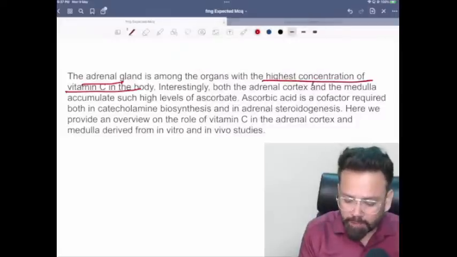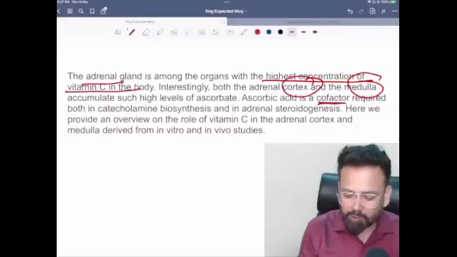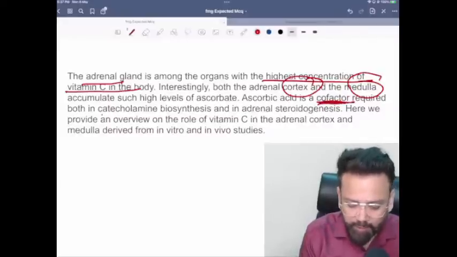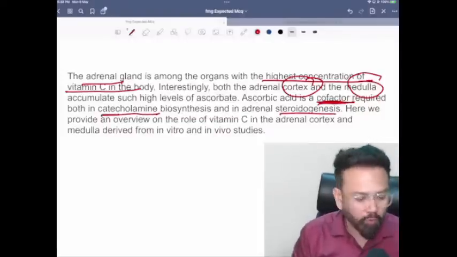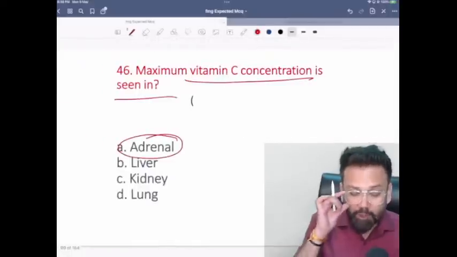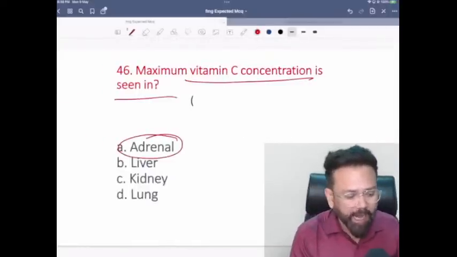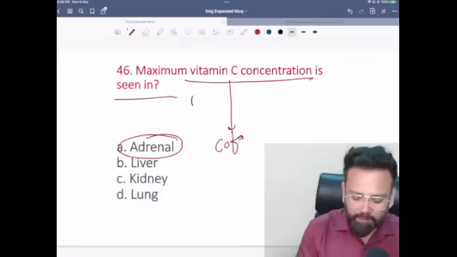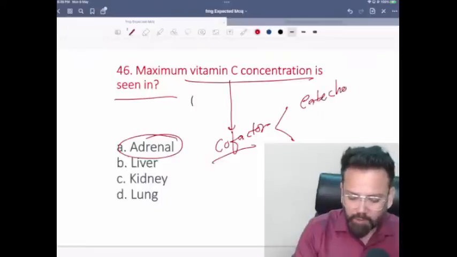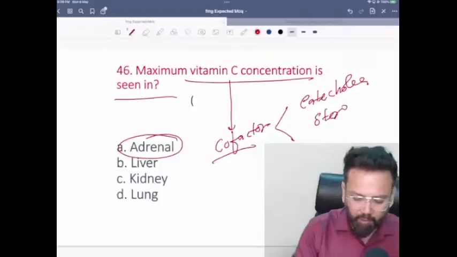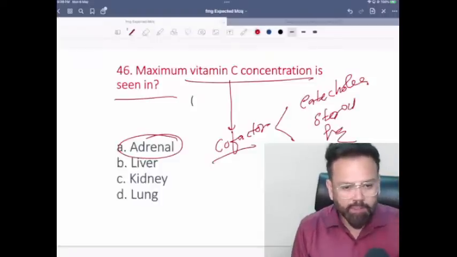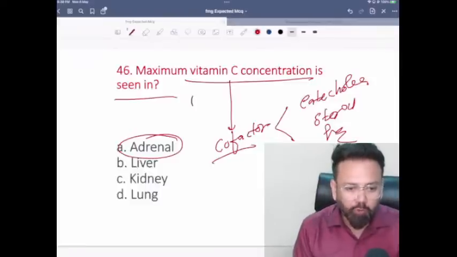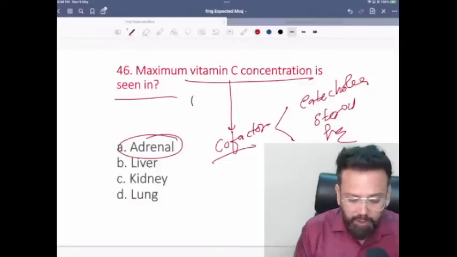Why? Because cortex as well as medulla, they use ascorbic acid as a cofactor for synthesis of catecholamine as well as steroid. So remember, adrenal cortex as well as medulla. So properly you can say adrenal gland has maximum concentration of vitamin C because it is used as a cofactor for synthesis of catecholamine as well as steroid hormone. Okay, these are typical previous year FMG paper questions, so you must remember. There is no option. You can mark a new question wrong, it's okay, but you should never mark a repeat MCQ wrong.